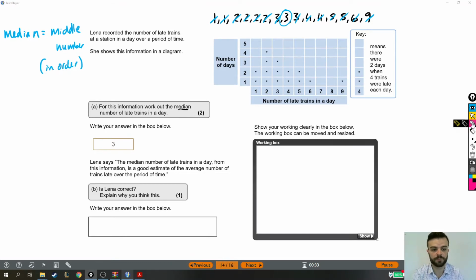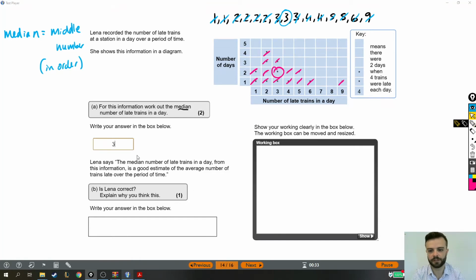But we didn't need to write out that data. We could have done it straight from the diagram. We could have crossed them off a bit like this. So cross, cross, cross, and then the next one down is here, and here, and here, here, and here, here, and here, and so on, and we would have still got 3 as the median.